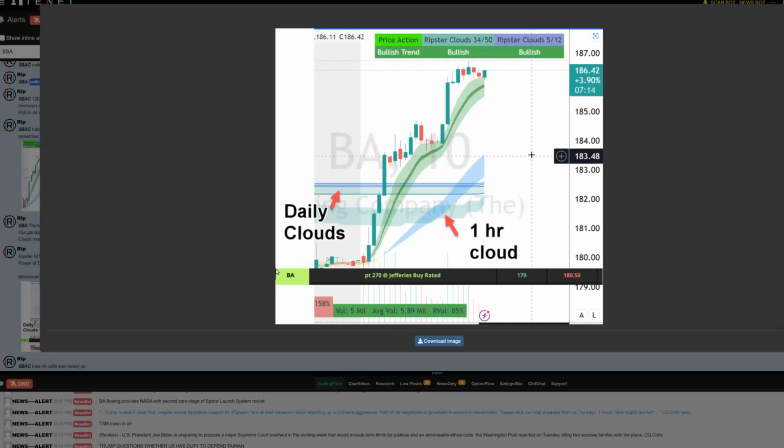The power, we know that the tech is selling, right? But Boeing is different. It hasn't been beaten down, and there's an upgrade. You have a pivot, you just long it, use the clouds as your risk. Now I gave you additional tools like daily clouds, which give you even better risk reward. Look at how all the clouds have confluence here on BA. Beautiful, high conviction.